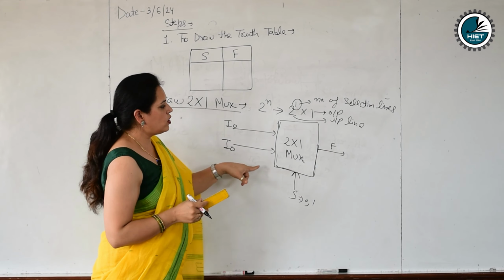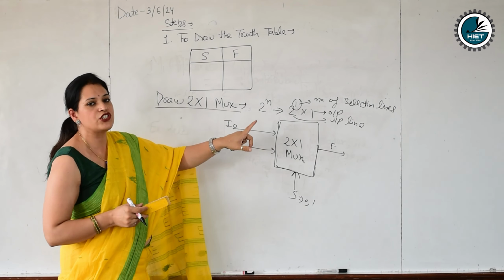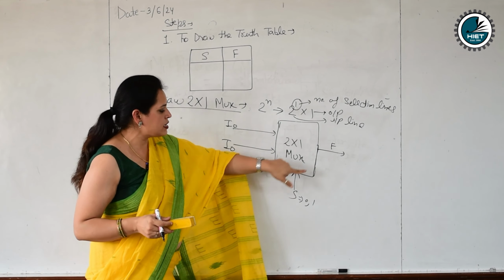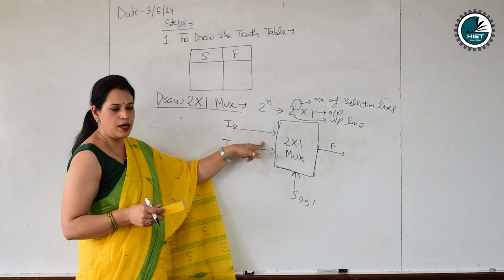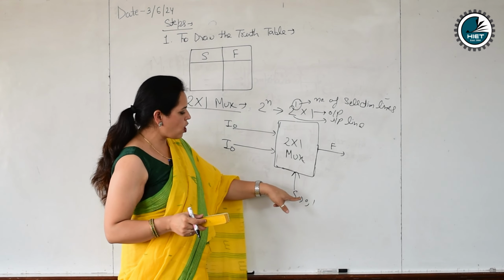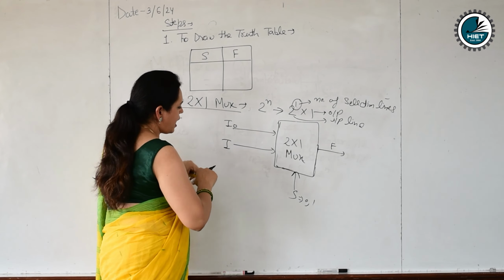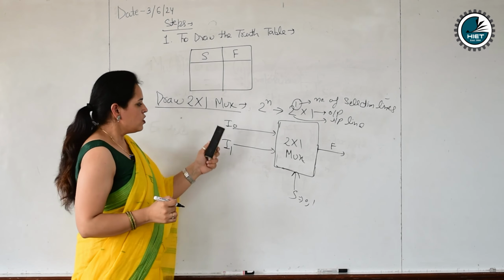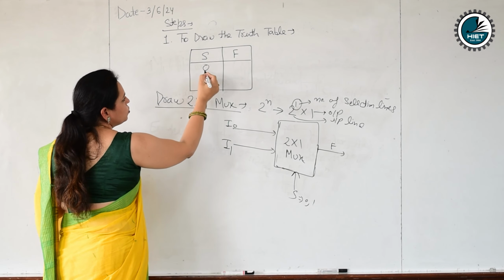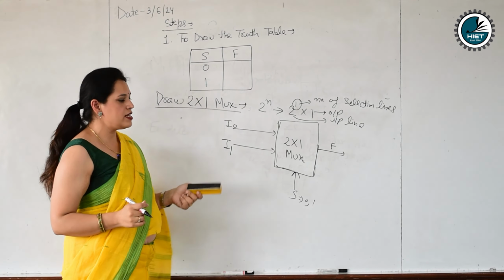I already told you the selection lines depend upon the number of selection lines. That means if we apply 0, then the output depends upon this selection line and this input. When we apply S equals 1, then the output is accordingly this selection line 1 and this input I1. So now we can draw. There are the 2 selection lines. One time it will select 0 and other time it will select 1.